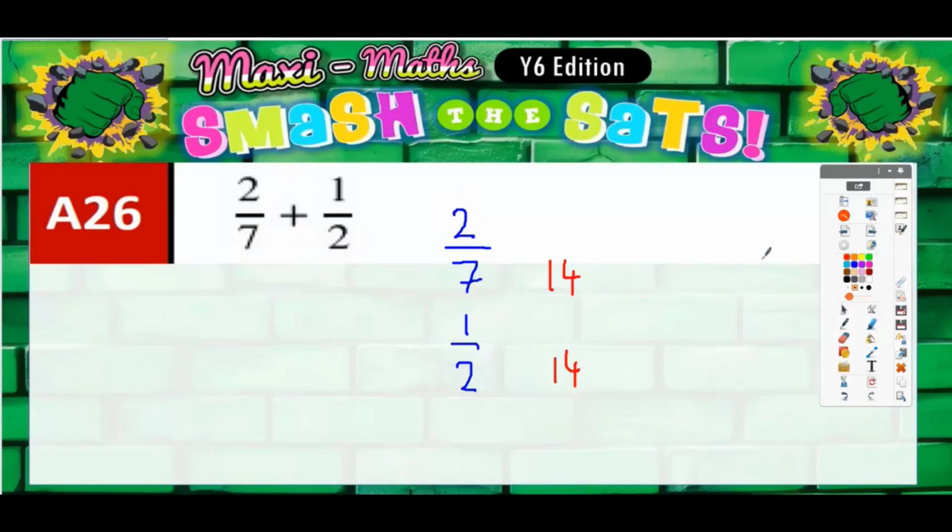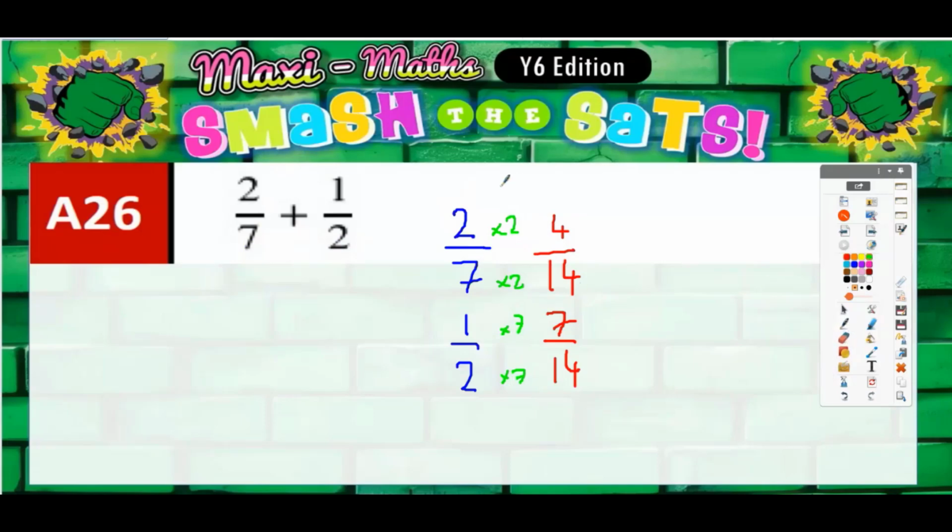And then you say, how have you changed them? Well, 7 into 14 is doubled. So you need to double the 2 on top as well, and double the 2 on top as well will give you 4. And for the other fraction, how have you changed the 2 into 14? You've times it by 7. So you need to times the top number by 7 as well. So 1 times 7 gives you 7. And there's our new fractions. 2/7 has become 4/14, and 1/2 has become 7/14.